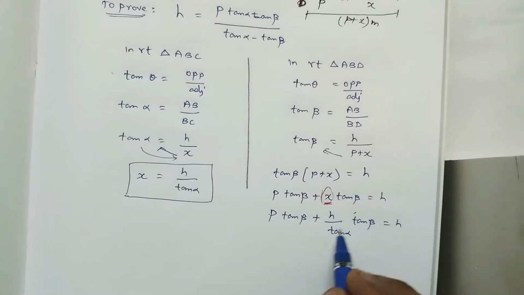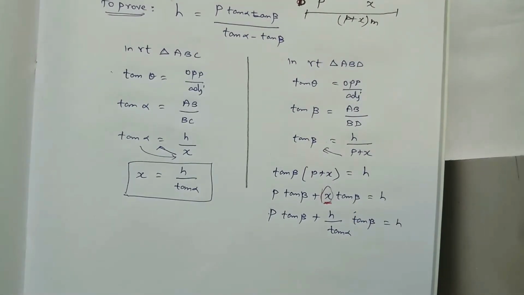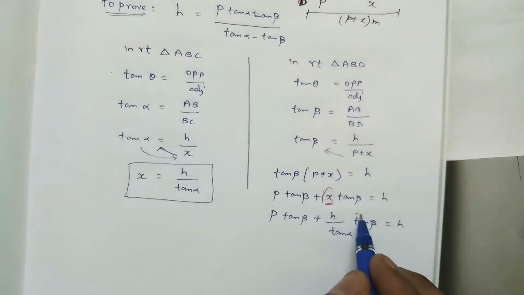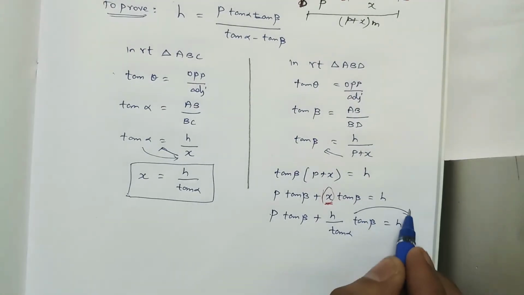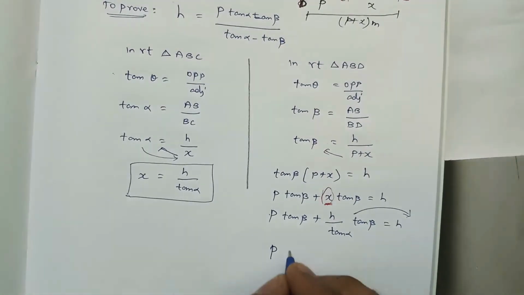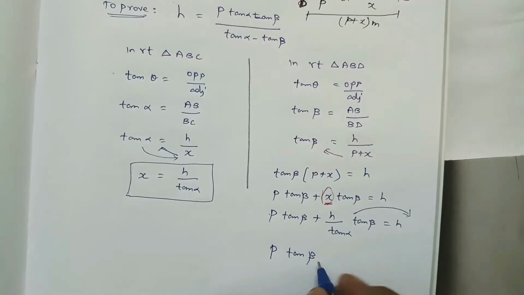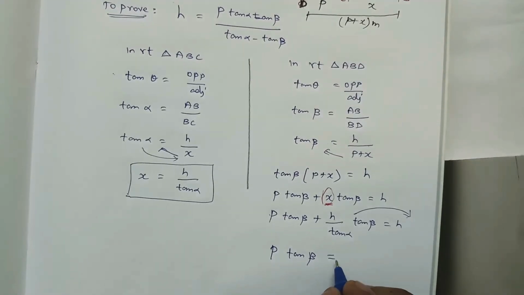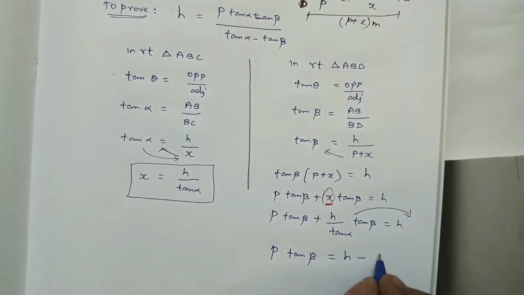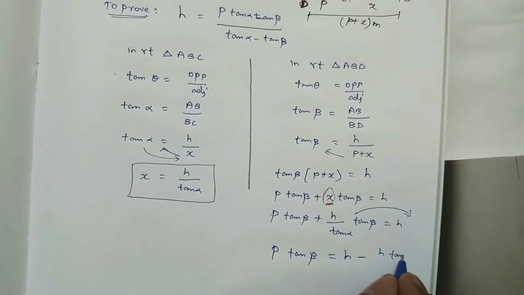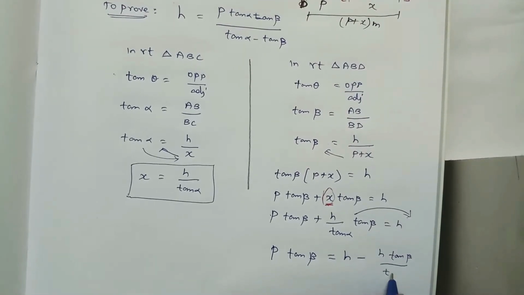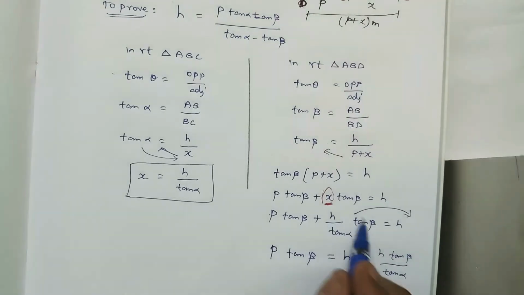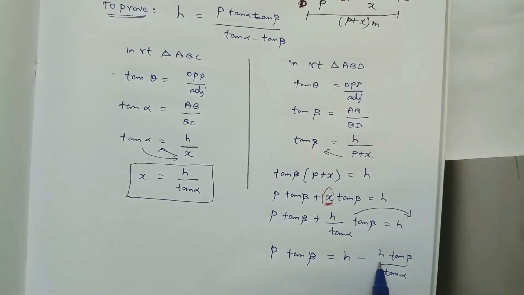We need the h term alone, so I'm taking this h term to the RHS. The remaining is P tan beta is equal to h minus h tan beta by tan alpha. Now just do the cross multiplication, since this is in the form of a fraction.